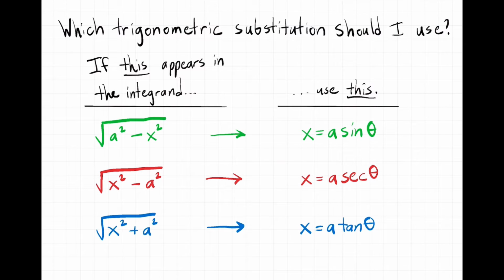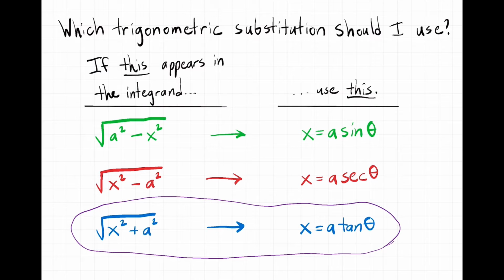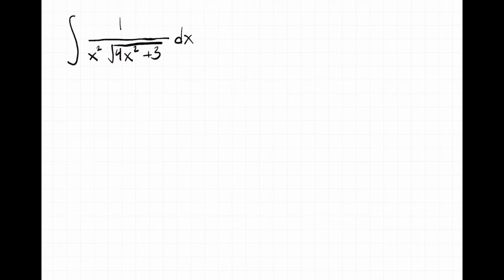But nevertheless, it seems to be most like this last one here, the square root of x squared plus a squared, which tells us that we should use x equals a tangent theta as our substitution. So let's try that, and let's just see if we can make that work for us. So we think we might be able to make this work with x equals a number times tangent theta. But how should we make it work?